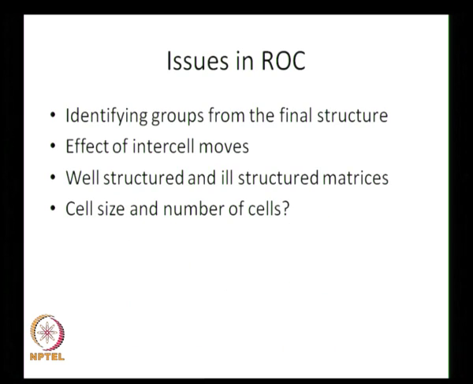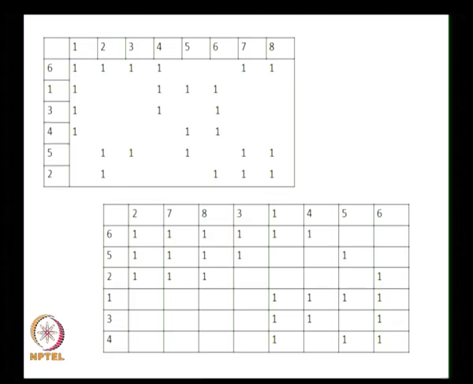Sometimes we have what are called badly structured matrices, which are occasionally called ill-structured matrices, and in such instances rank order clustering becomes a little difficult, in the sense that the algorithm will give you a solution like this, but then the task of identifying part families and machine cells becomes difficult when we use a method like rank order clustering. Now, there are ways to overcome that.